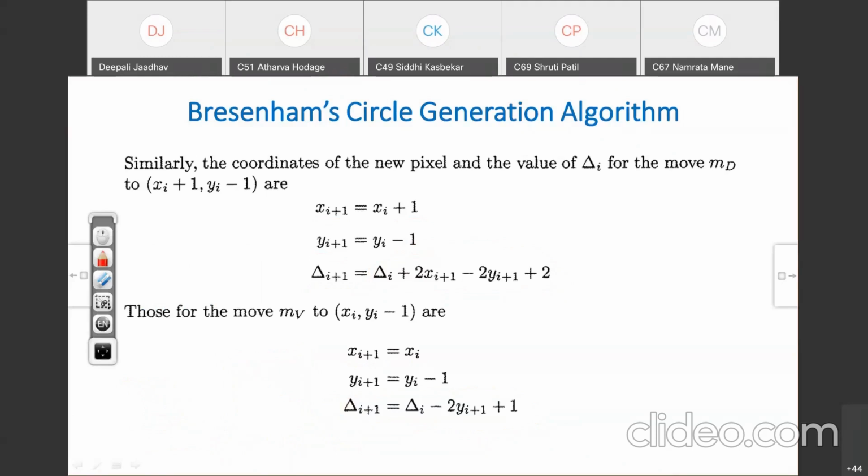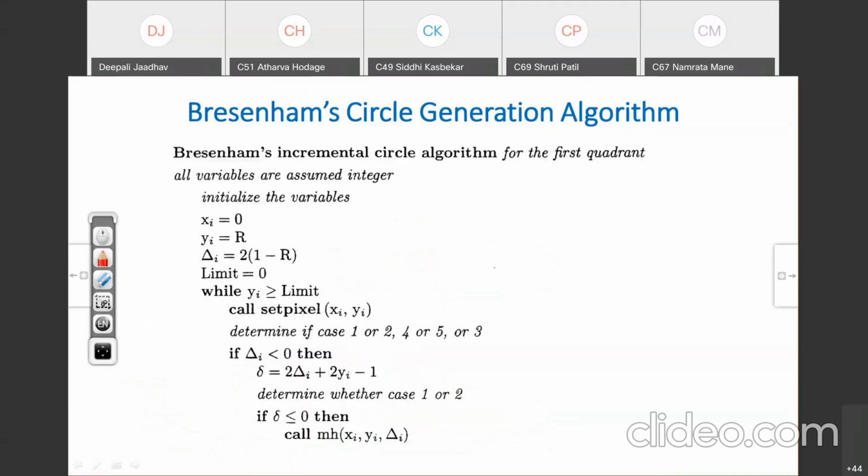Using all these calculations, the algorithm is like this. Whatever calculations we have seen, considering all of them, the algorithm is like this. Bresenham's incremental circle algorithm for the first quadrant, all variables are assumed integer. Here we consider all are integer. Floating point is not considered here. xi is equal to 0 and yi is equal to r.